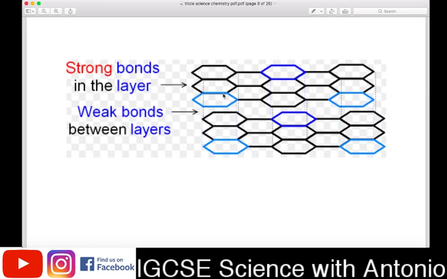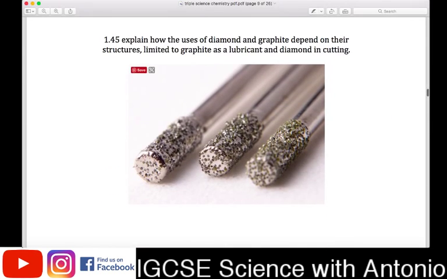However, the strong bonds are within the layers, and in between the layers are weak attractions, with delocalized electrons going through the structure. Okay, and for each carbon, we'll have 3 covalent bonds branching out to form hexagons. Okay, and that's graphite. Now, diamond is actually quite strong.